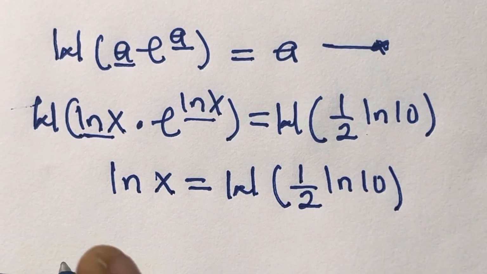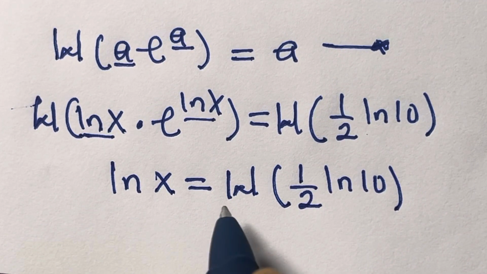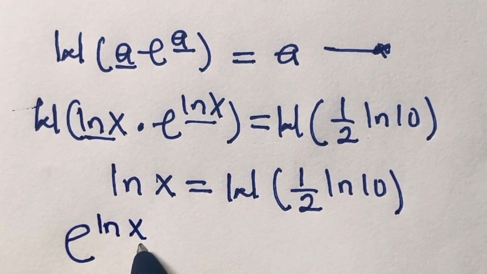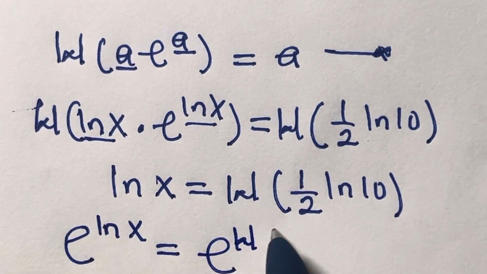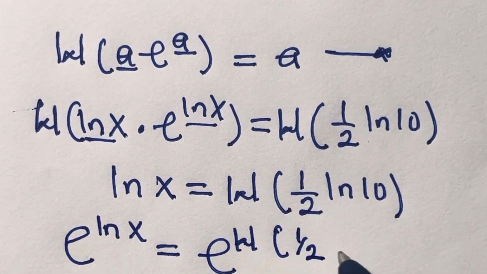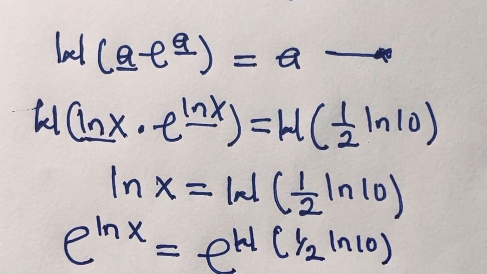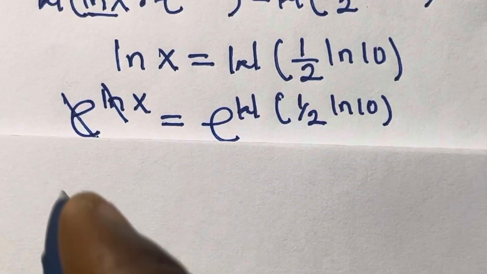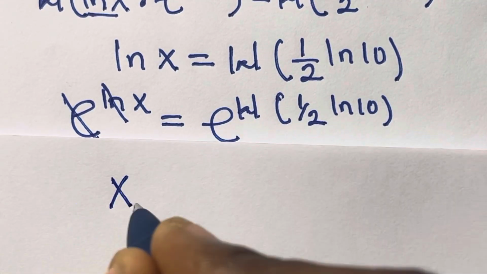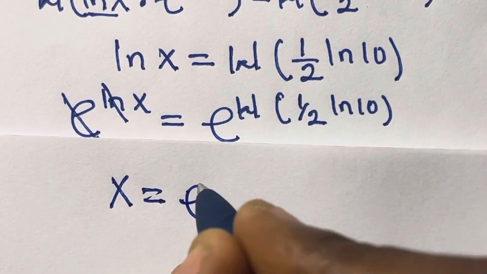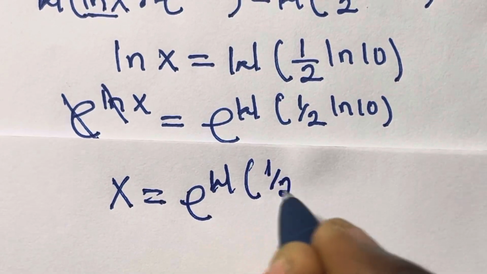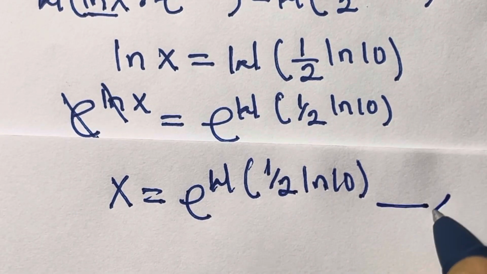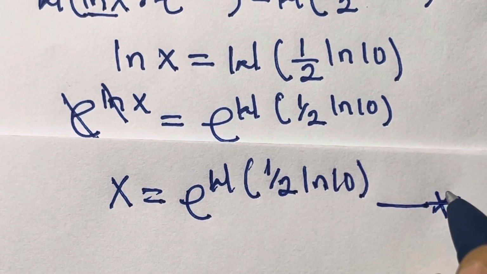So now if we introduce exponential to both sides, we will have exponential ln x equals exponential the Lambert function of 1 divided by 2 ln 10. So this implies that we cancel out this ln. So we will have x equals exponential the Lambert function of 1 divided by 2 ln 10. All right, so let's note this also as equation star.